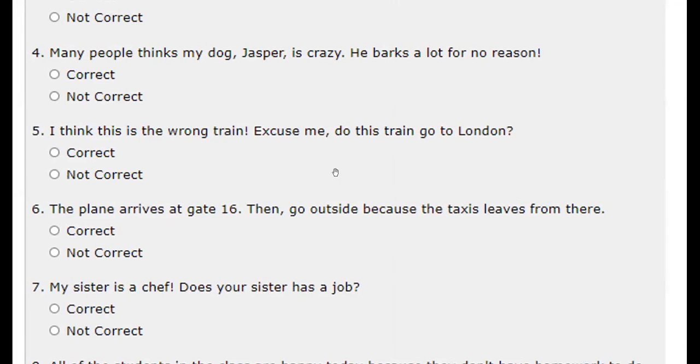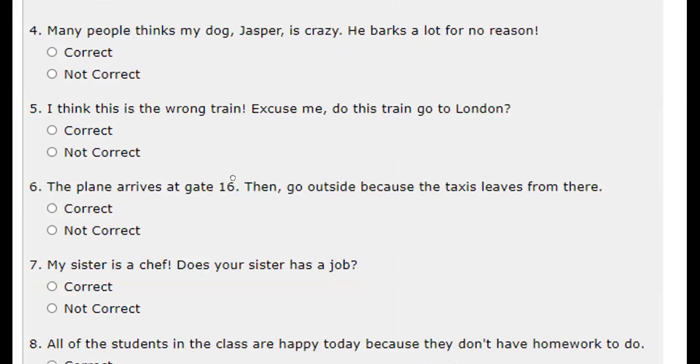So what's the mistake over here? Everyone, what's the mistake in this question? Auxiliary verb. The auxiliary, right? Correct. The auxiliary verb, which is do this train, go to London. Okay. This one is incorrect, therefore.